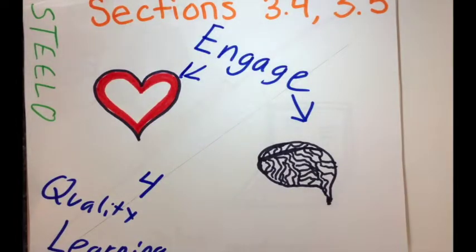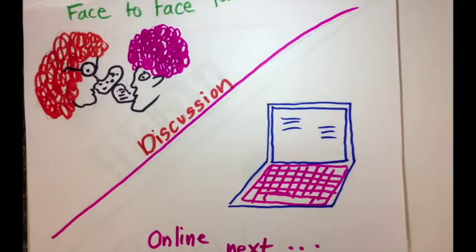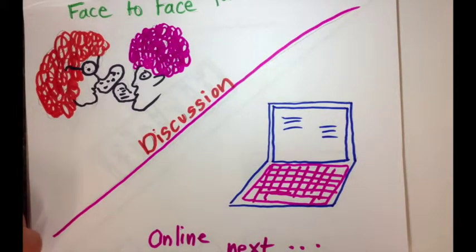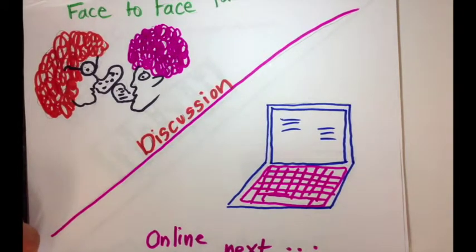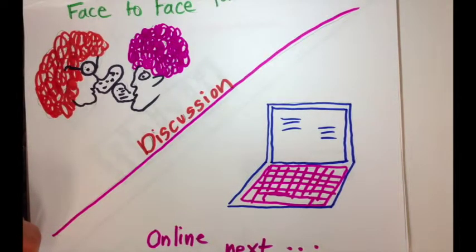Continuing with the theme of 3.4 and 3.5, we want to engage both the heart and the mind, looking for quality learning. You can utilize face-to-face instruction in the classroom and begin the discussion in the classroom and then carry it on online, where students can do it at their own time and without the stress and fears of talking in front of their other fellow classmates.